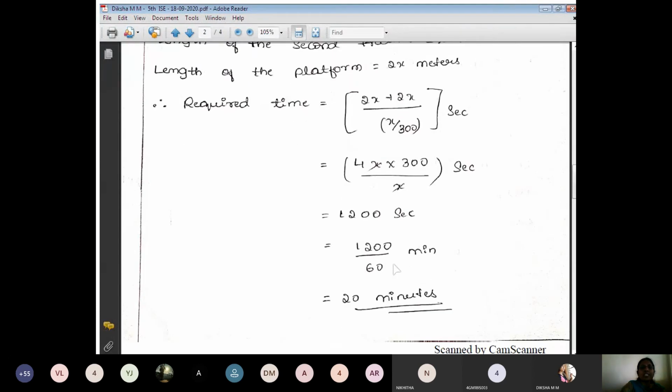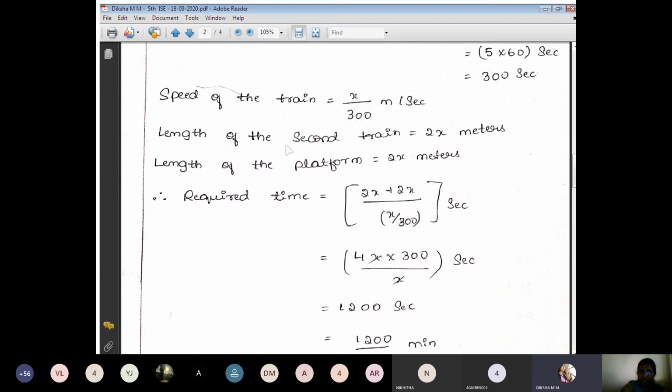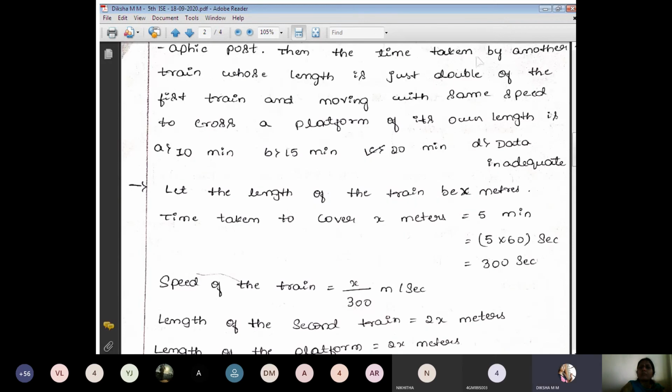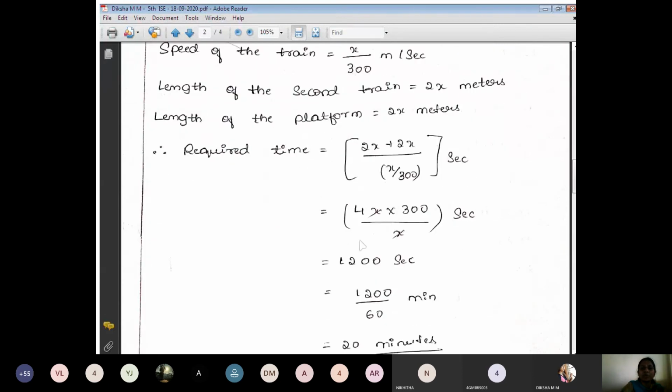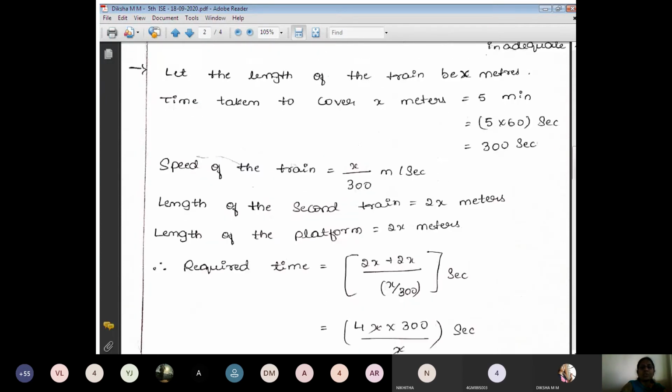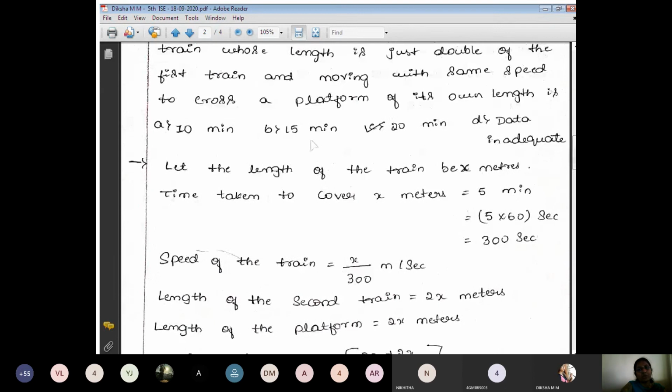What is this 20 minutes indicating? What is this required time for? Time taken, ma'am. Taken for what? To cross the platform. By which train? Second train. Okay, so hope you understood. See this one, it is very simple. She is trying to calculate the value of x, but here the x value is cancelled out. So finally she is getting 1200 seconds, which is converted into 20 minutes. Really a very interesting problem.